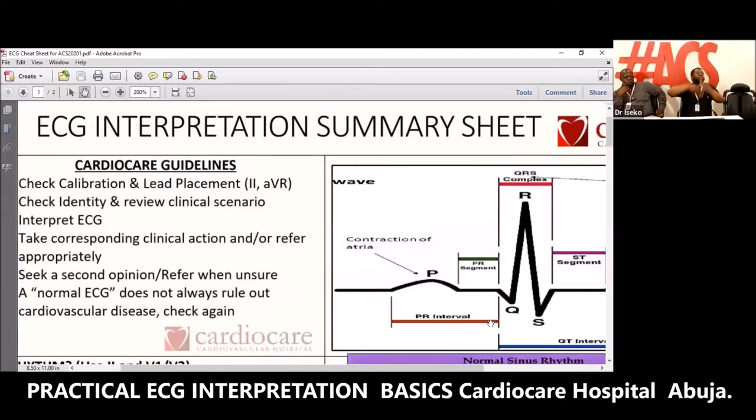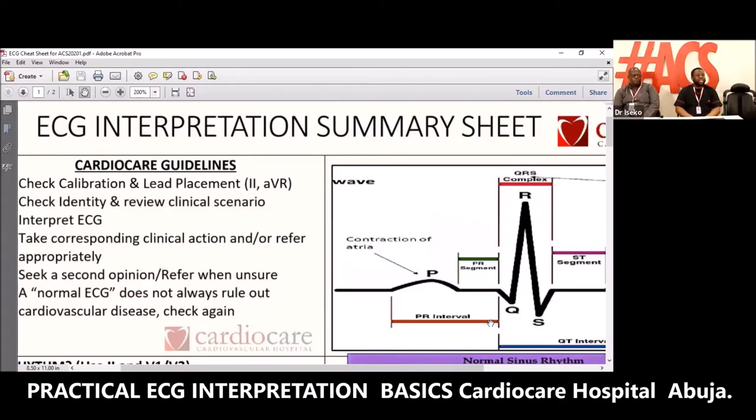If it is upright in lead AVR and upside down in lead 2, just know that before you start doing any heavy stuff, this ECG, the leads were placed wrongly. So that's the first thing.